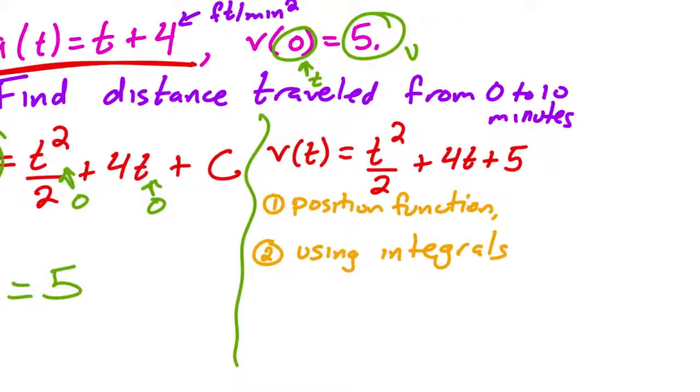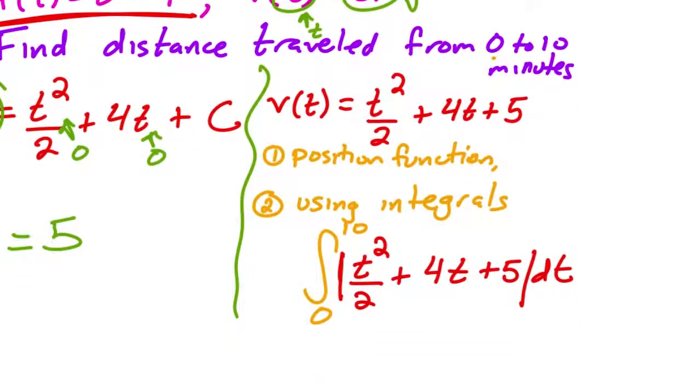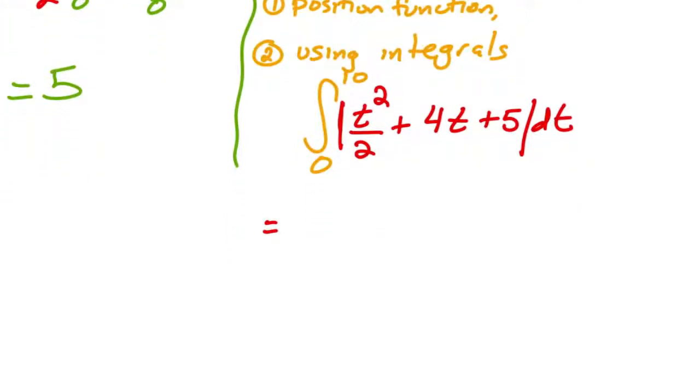So the distance traveled, remember, is the integral from 0 to 10 minutes. So it's going to be from 0 to 10, and then it's going to be of the absolute value of t squared over 2 plus 4t plus 5. Okay, and then dt, don't forget. But notice that this function is always positive, so I don't need the absolute value. So I can just erase that.